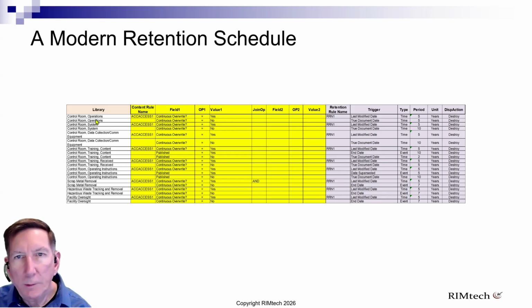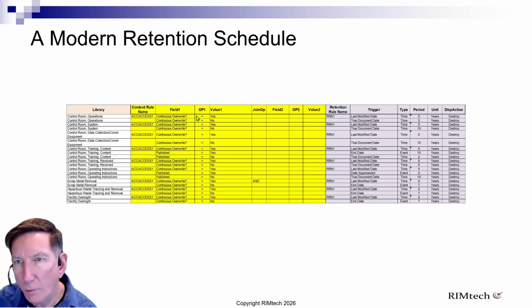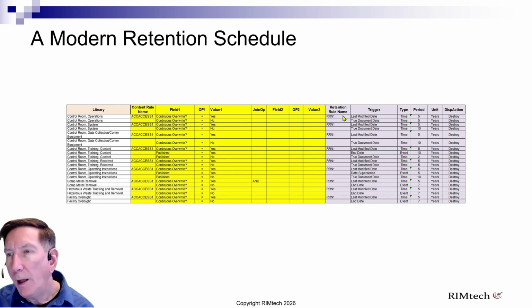Okay, so here we have a library for control room operations, and the content rule says if the column continuous overwrite contains yes, then run retention rule RRN1, which says last modified date 5 years after last modified date, then destroy it. Okay. I won't get into any other examples in this. I have other examples coming up.